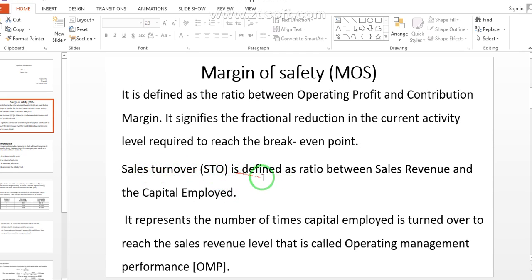The sales turnover is defined as the ratio between sales revenue and the capital employed.